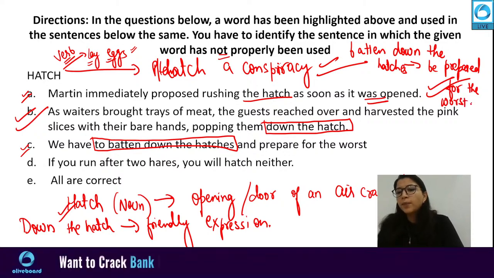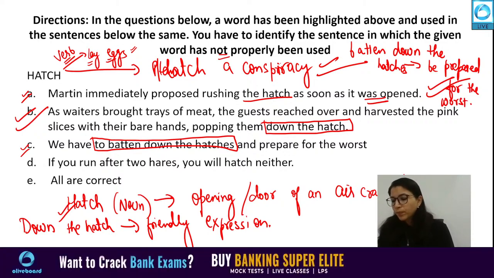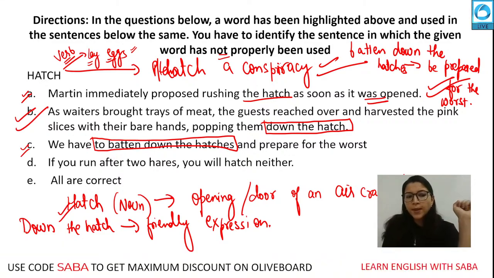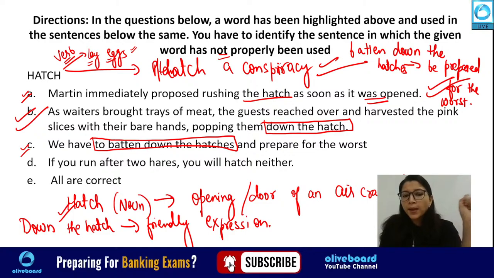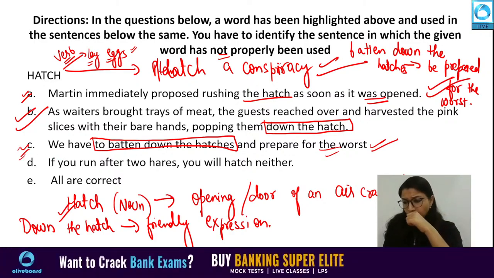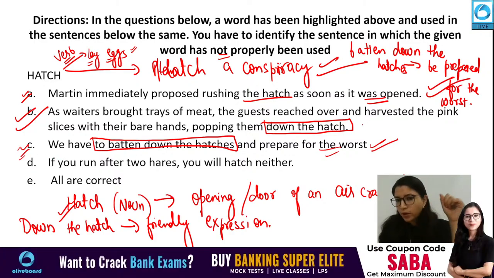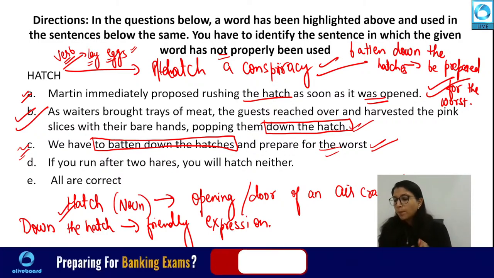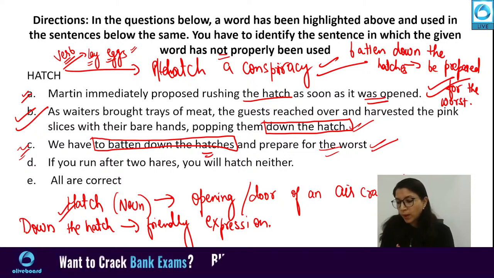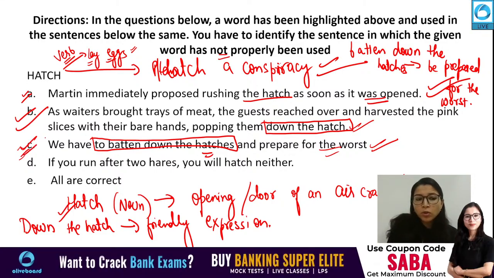Now go through the sentence and let me know whether the usage is correct or not. Vidya, no problem, you can continue. We are discussing the first question only. In C it is given, we have to batten down the hatches and prepare for the worst. Of course, we have to be prepared for the worst, and that is the meaning of the sentence. Bury the hatchet is a different thing. It is hatches and there is hatchet. Don't get confused, Mathurima. So in C also the usage is correct.